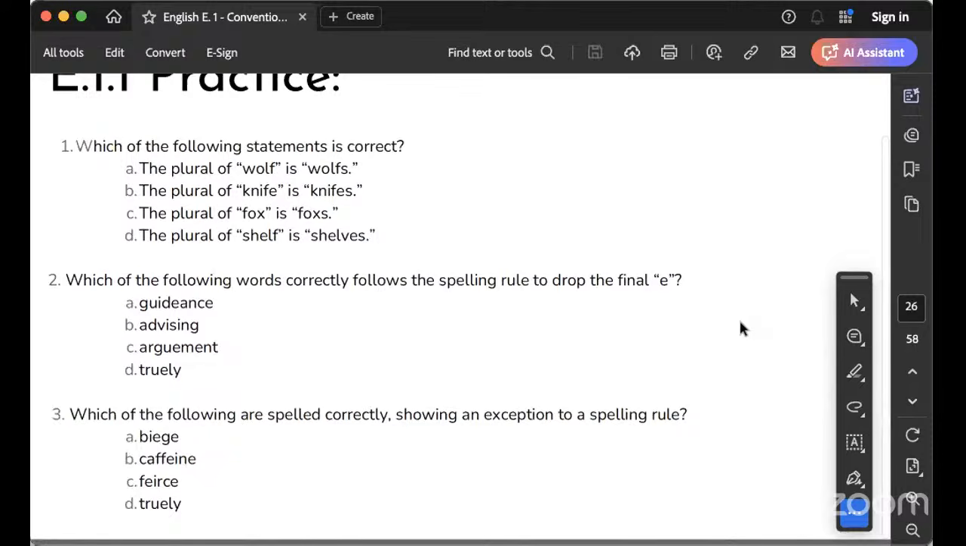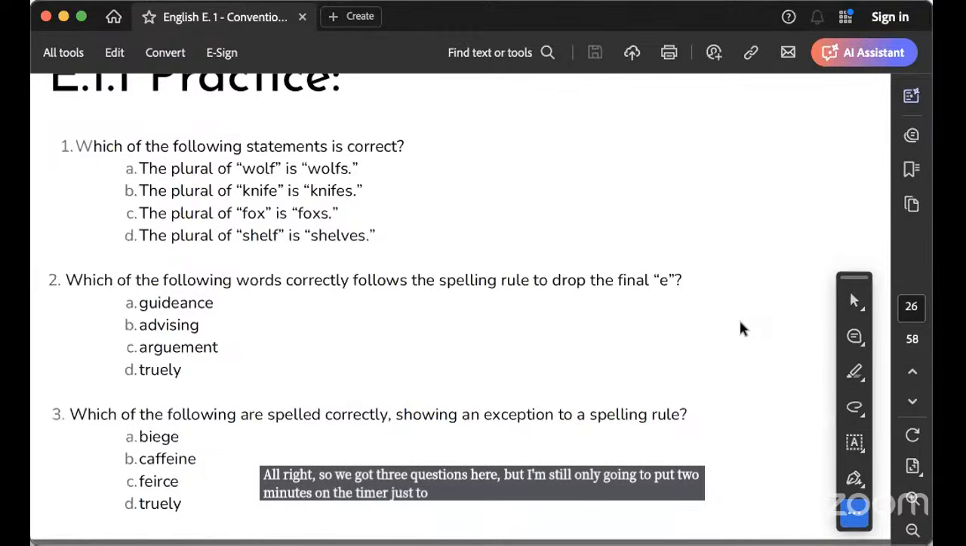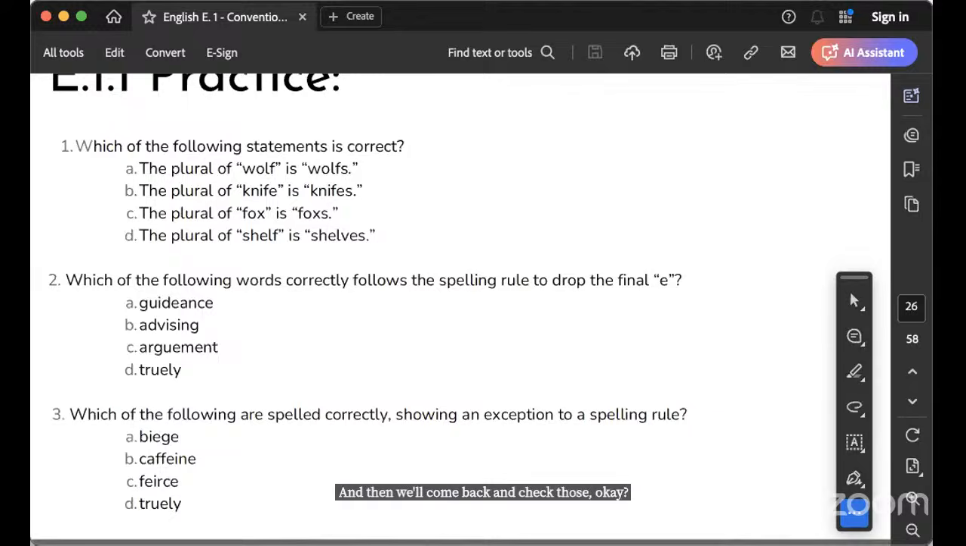All right, so we got 3 questions here, but I'm still only going to put 2 minutes on the timer just to see how you work under a time constraint, and then we'll come back and check those, okay? All right, ready, steady, go.